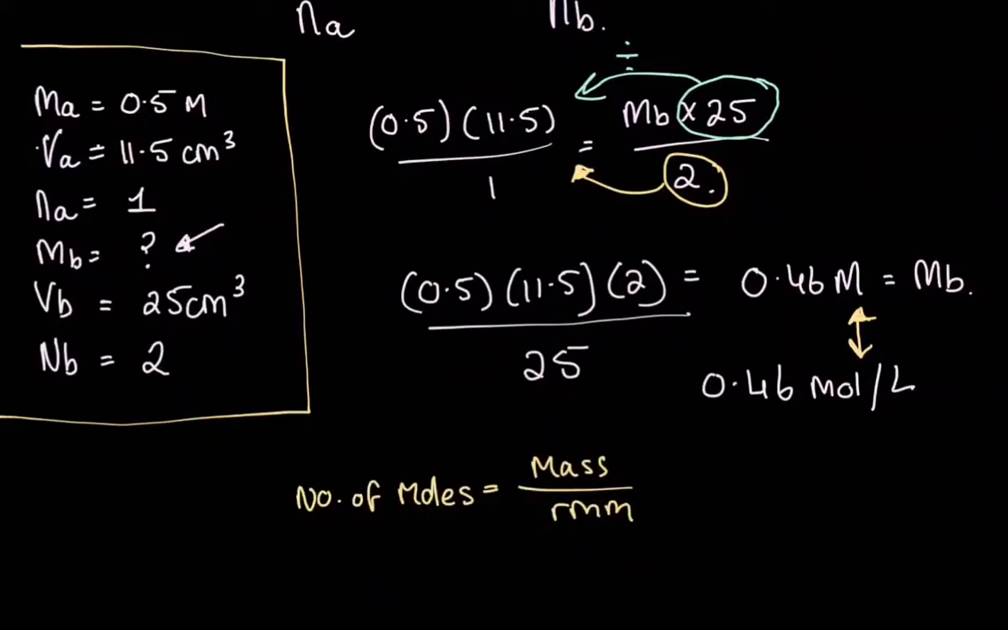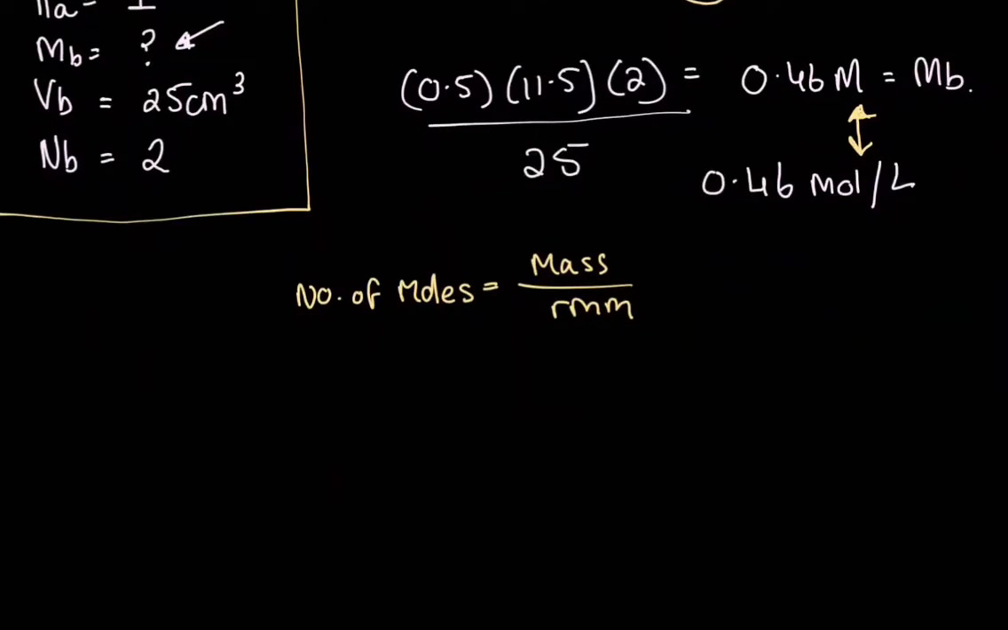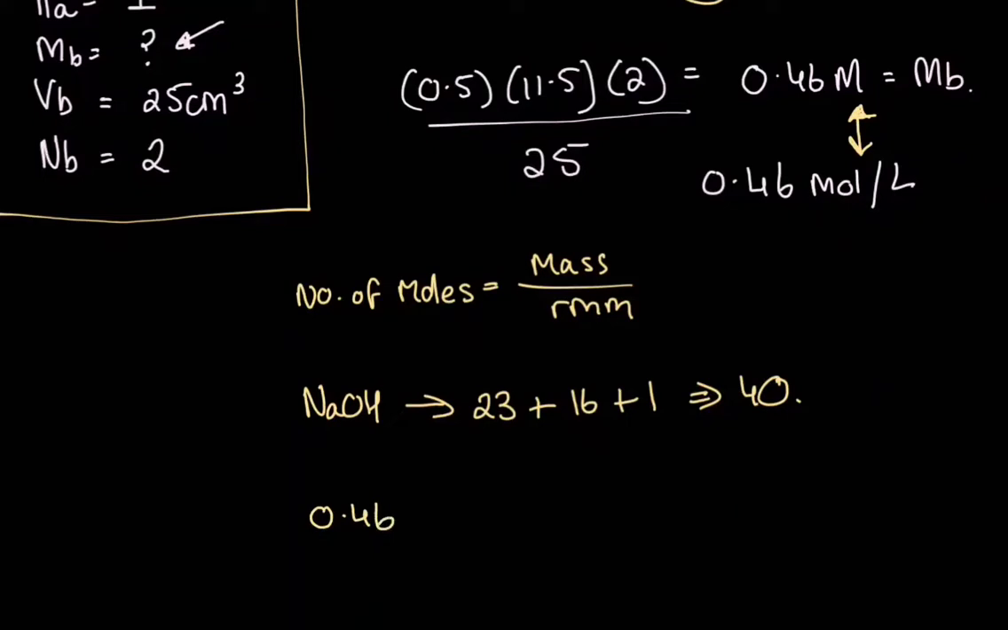And we're going to use this equation. The number of moles equals mass over the relative molecular mass. So we have sodium hydroxide that we're dealing with. We're finding the concentration of it. The relative molecular mass of that would be, in your periodic tables, 23 for sodium, 16 for oxygen, and 1 for hydrogen, which would give you a relative molecular mass of 40. So the number of moles is 0.46, mass over 40.